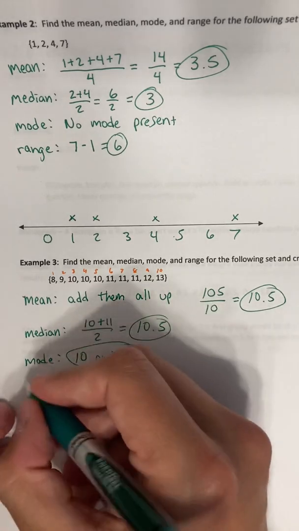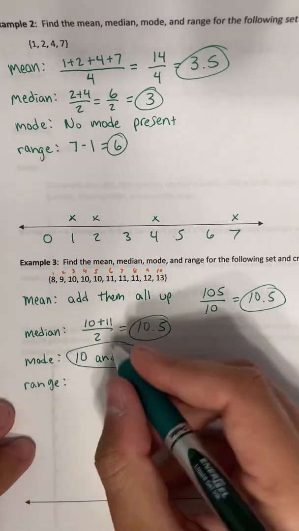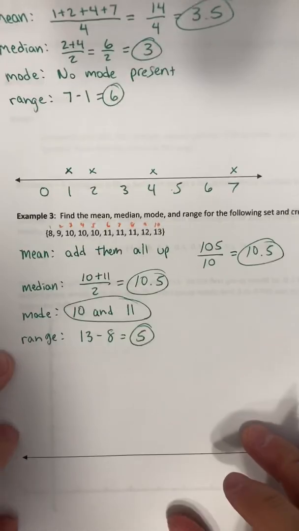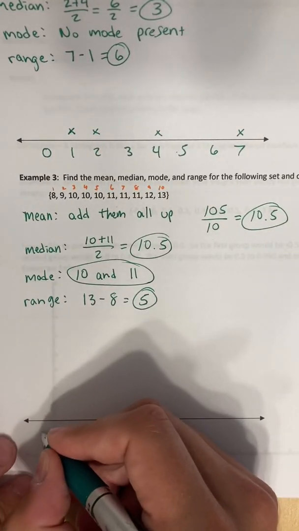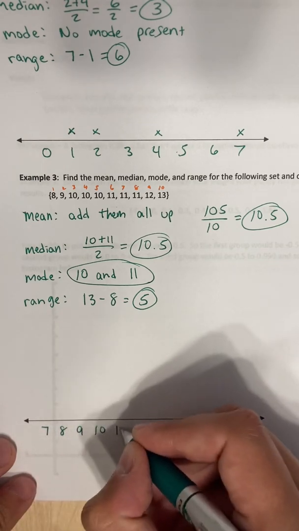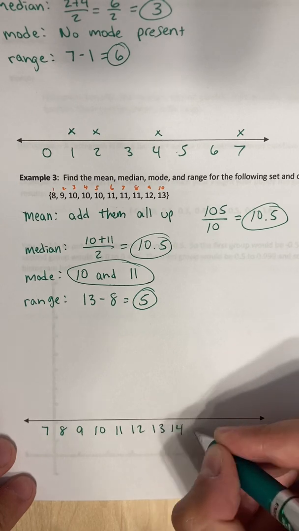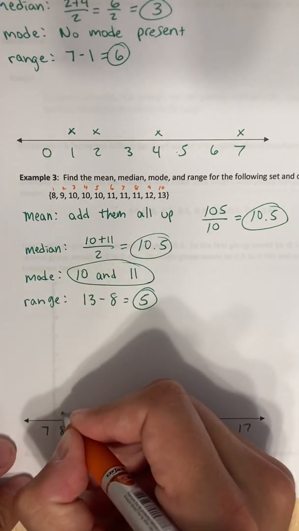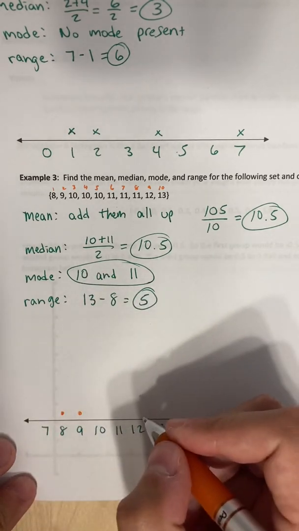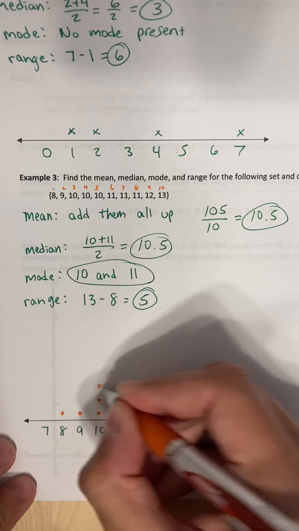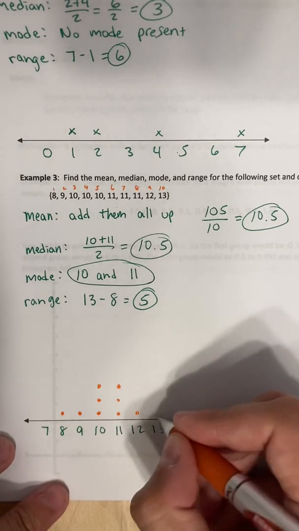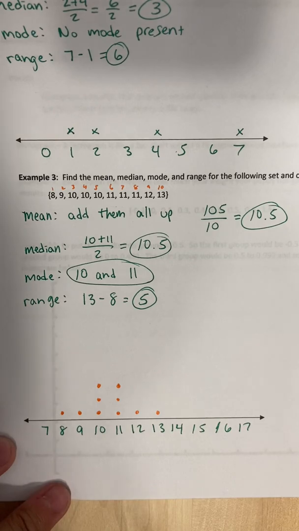All right, and then the last one, the range. Biggest minus smallest, so 13 minus 8 is 5. That's your range. All right, let's create a dot plot. Let's use orange. Let's see, how many 8s we got? 1. 9, we got 1. 10s, we've got 3. 11s, we have 3. 12s, we've got 1. And 13, we've got 1. There you go. That is your dot plot.